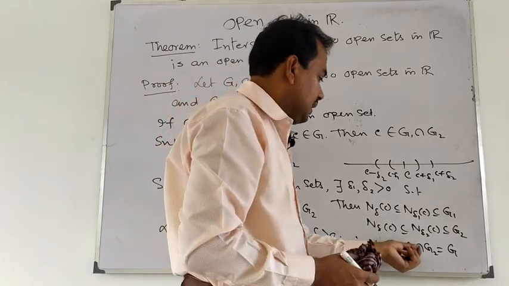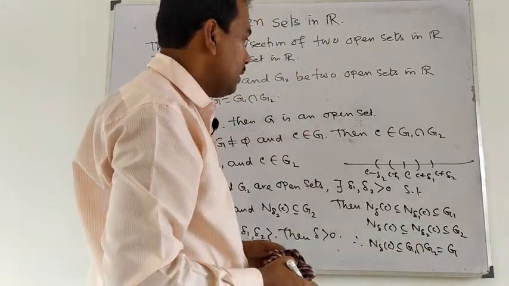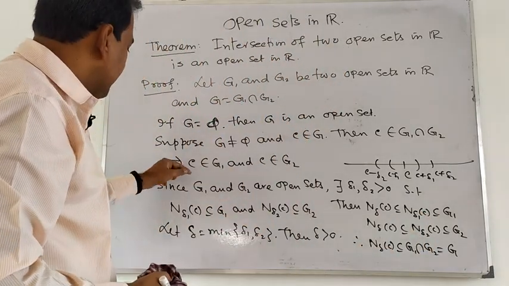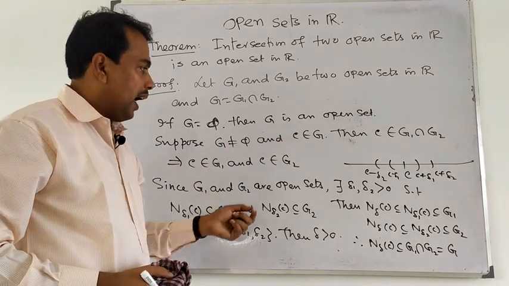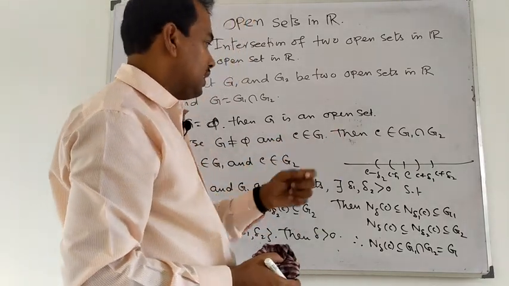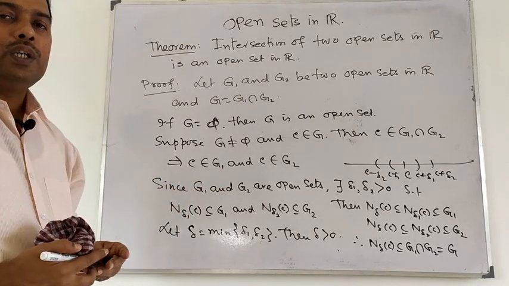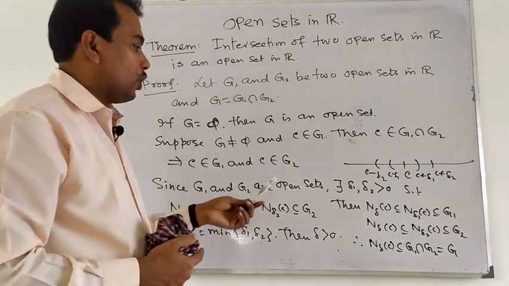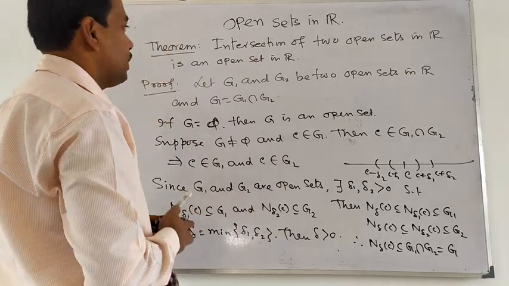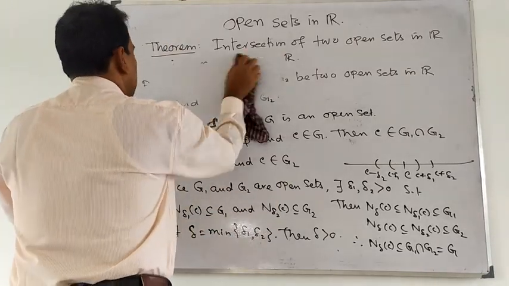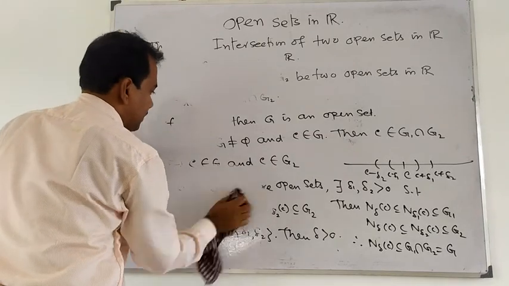So c is an interior point of G. We have taken any point c from the set G, and we now show that c is an interior point of G. So each point of G is an interior point of G. So G is an open set, that is, the intersection of two open sets in R is also an open set.